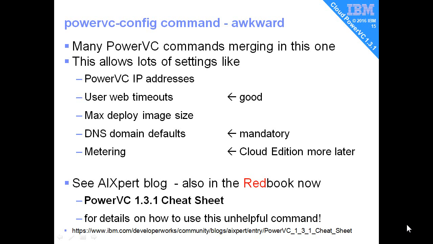But anyway, this is explained in my Expert blog, and it's now also in the Redbook, so you can actually see what's going on and what's possible on one page for this command. Some of the things we've seen in here before, the use of web timeouts is quite nice if you get fed up with it logging you out all the time, and the default domains for your virtual machines, it's now a sub-command of this command. Also for the Cloud Edition, there's some metering options in here, and we'll look at those in a later video.